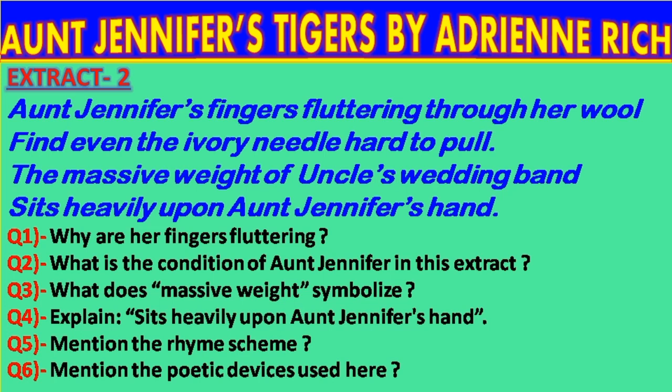Example of alliteration: fingers fluttering. Example of visual imagery: uncle, aunt, wedding band, fingers fluttering, ivory needle, sits heavily, hand, and massive weight. Example of metaphor: massive weight of uncle's wedding band. Contrast: hard to pull. Hyperbole: the massive weight of uncle's wedding band. Enjambment example: fingers fluttering through her wool, find the ivory needle hard to pull. Here enjambment because it is continuing to the next line without a punctuation mark.